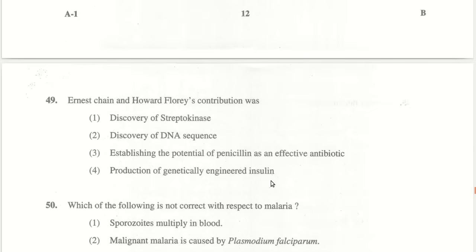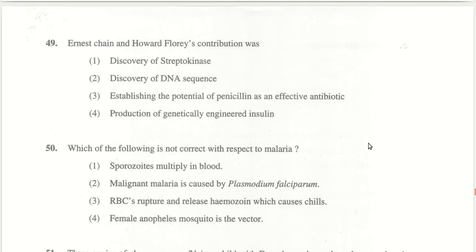49, Ernst Chain and Howard Florey's contribution was establishing the potential of penicillin as an effective antibiotic. That credit goes to Ernst Chain and Howard Florey, where they established the potential of penicillin as an effective antibiotic. 50th, which of the following is not correct with respect to malaria? Sporozoites multiply in blood is not correct statement, so it is an incorrect statement. 50th, first one is the incorrect statement.